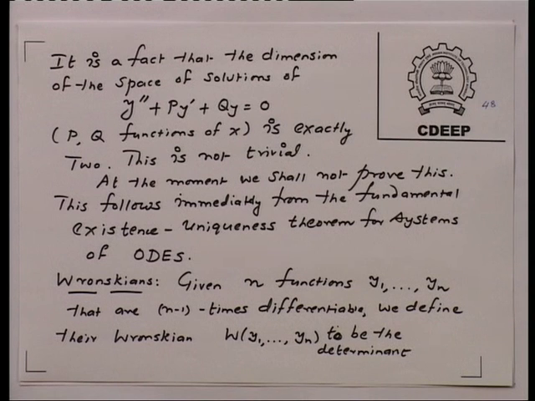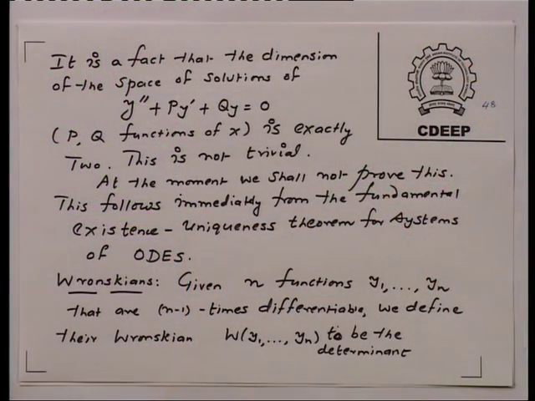Okay. So at the moment we shall not prove that the dimension of this vector space is exactly 2. This follows immediately from the fundamental existence uniqueness theorem for systems of ODEs, right. But we have proved one half of it. We have shown that the dimension is at most 2. That part we are fixed up completely.